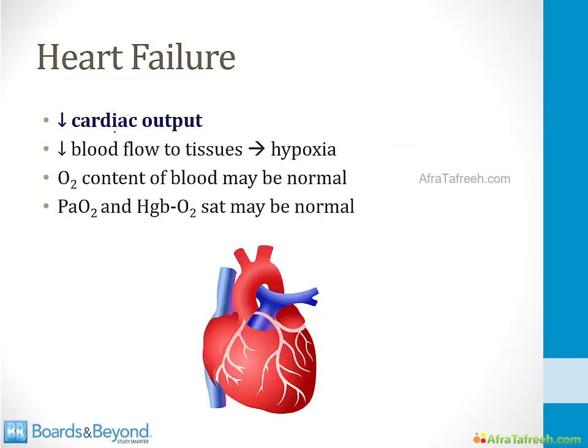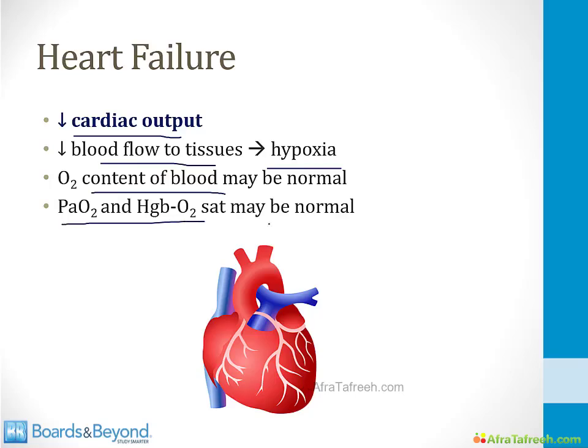So patients with heart failure have a low cardiac output, and this can lead to decreased blood flow to tissues, which can cause hypoxia, meaning you're not delivering sufficient oxygen. Heart failure patients can have normal oxygen content of their blood if they're not in pulmonary edema and not having any respiratory complications of heart failure. And in these scenarios, the PaO2 and the hemoglobin oxygen saturation can be normal.